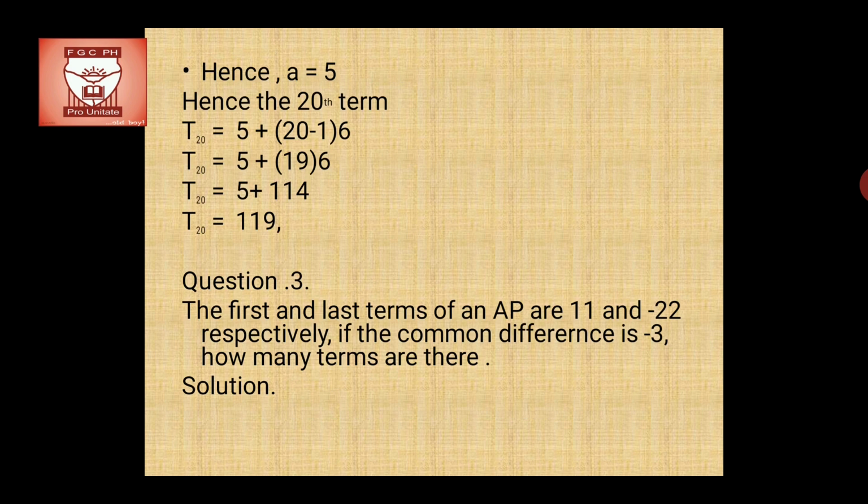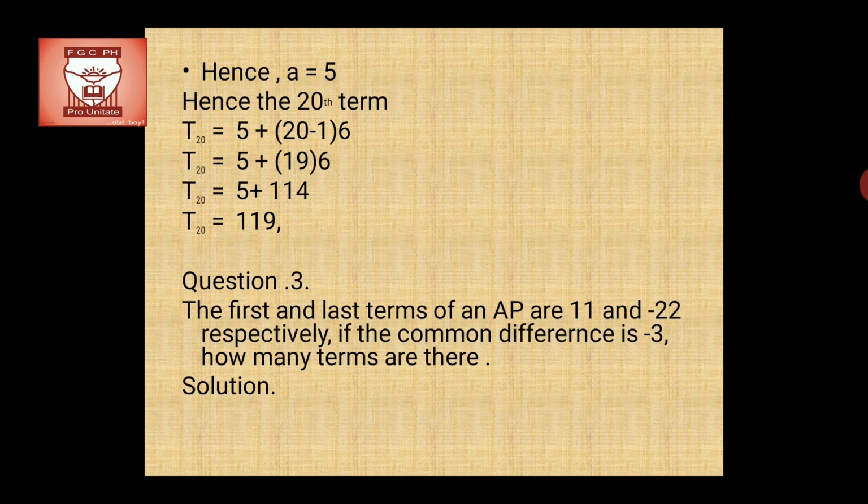Hence, we can now go and solve for the 20th term we are looking for. Solving from the formula we know, having the value of A as 5 and the value of D as 6, we can substitute in the formula T sub n equals A plus bracket n minus 1 bracket D. Putting the values, we have 5 plus 20 minus 1, all in bracket, multiplied by 6.